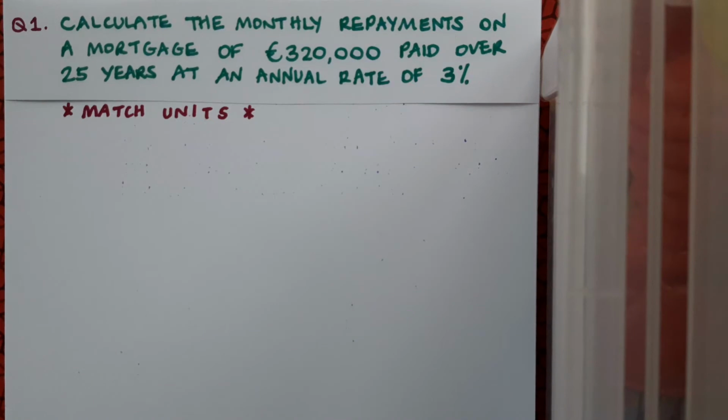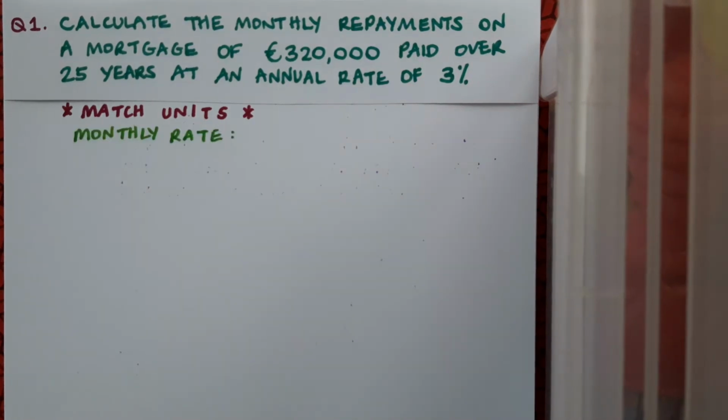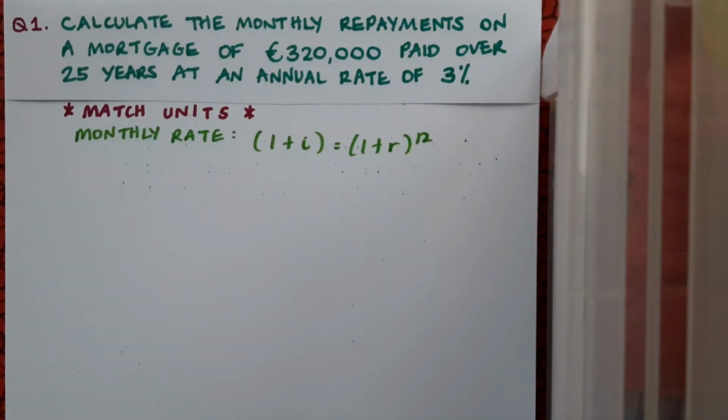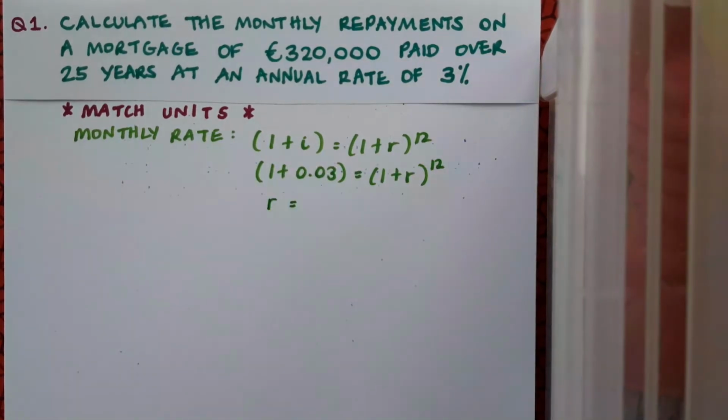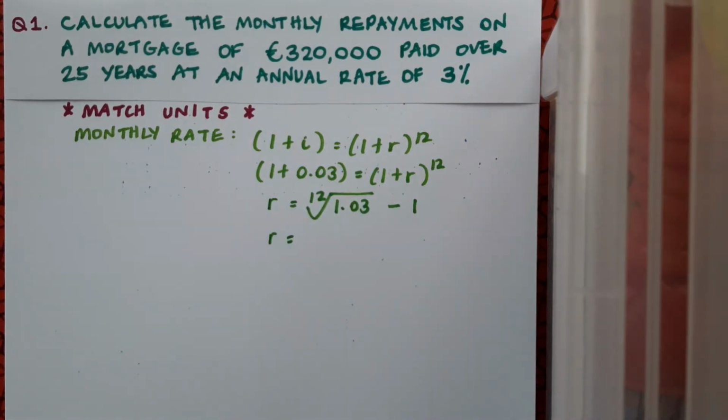So my first job again will be to match my units. So first I'll find my monthly rate and I'll substitute my I value into that. And then a bit of manipulation to get R. And in this case, I have a monthly rate of 0.00247.